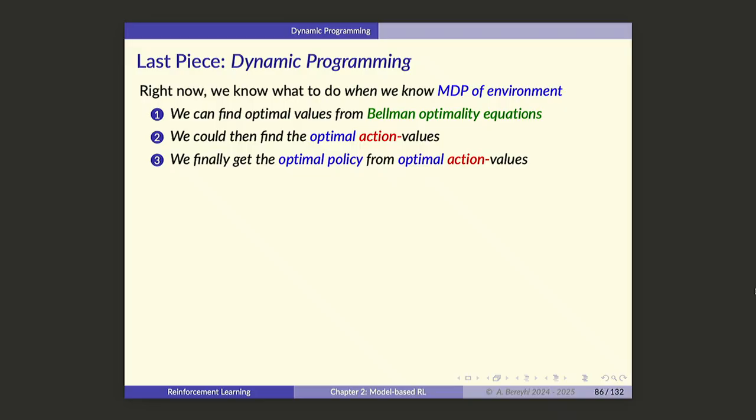Dynamic programming, given that you have this very nice recursive form in the Bellman equation, is going to help you a lot in computing the solution to the Bellman equation. The key point is that when we know the MDP of the environment, we can just do these 3 steps that I told you. You solve the optimal equations, then you find the optimal action values out of the solution, and then finally you find the optimal policy.